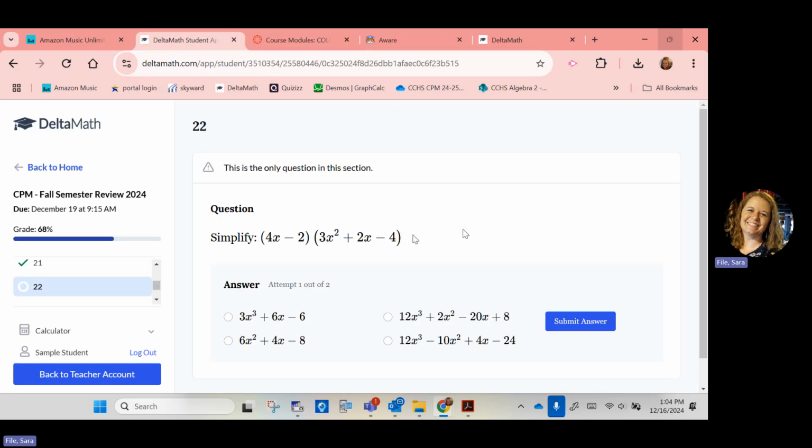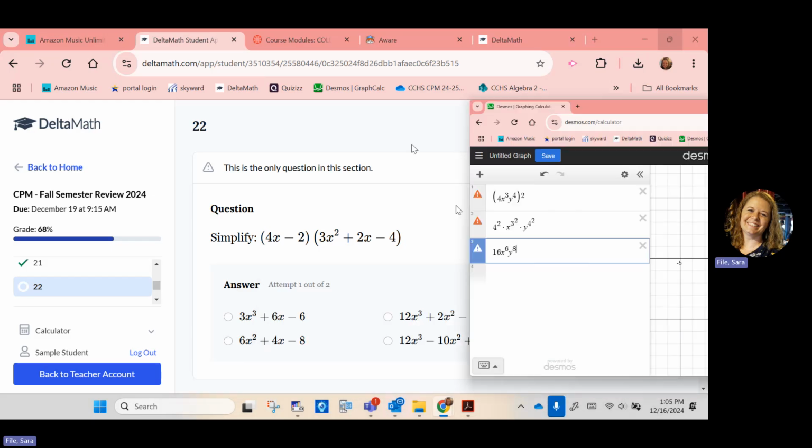Okay, so we're on number 22 in Delta Math on our semester review. So it wants us to simplify. Again, this is one that we learned originally to do by hand with the box method. Now remember, you could do the 3x2 box and make sure every term gets multiplied and then simplify. Okay, you should be able to do that by hand.